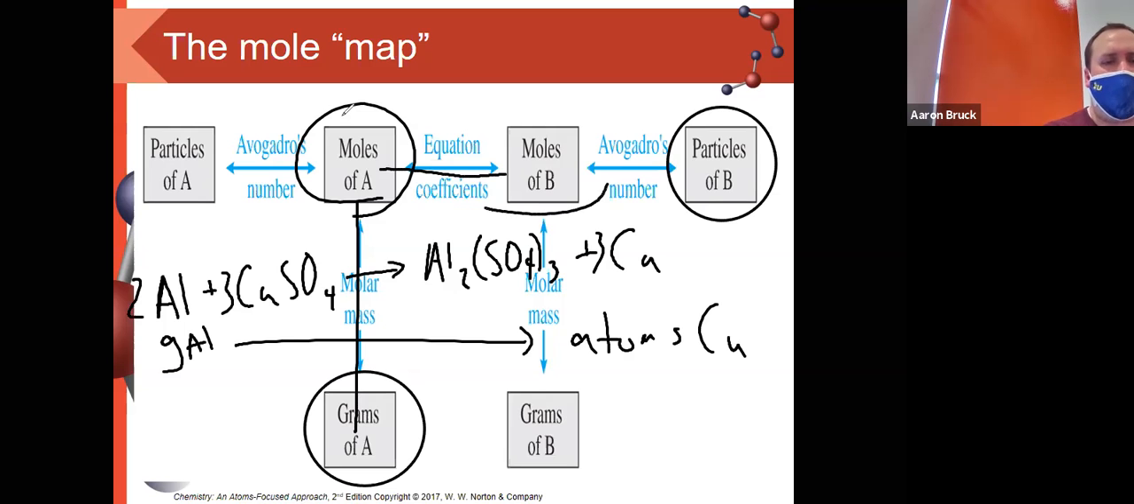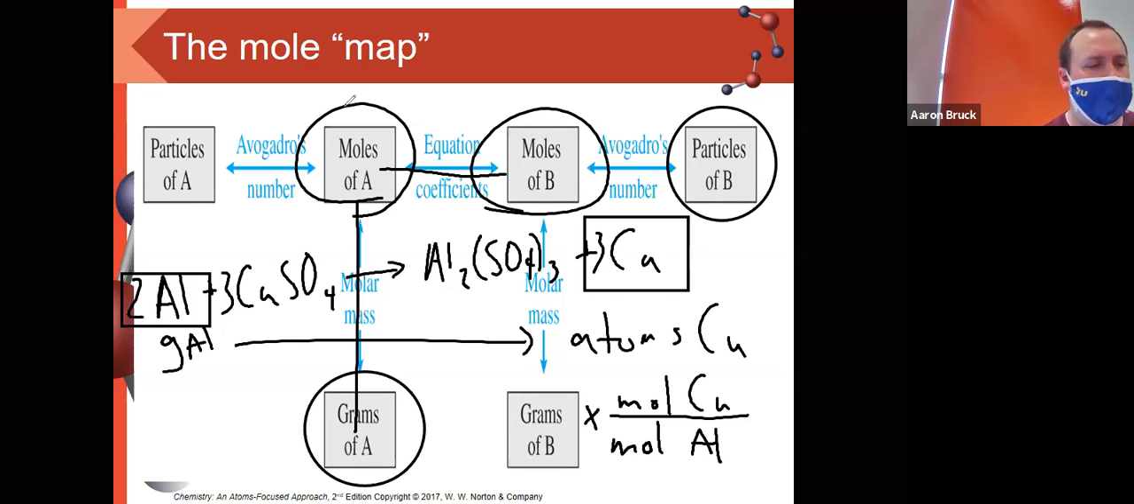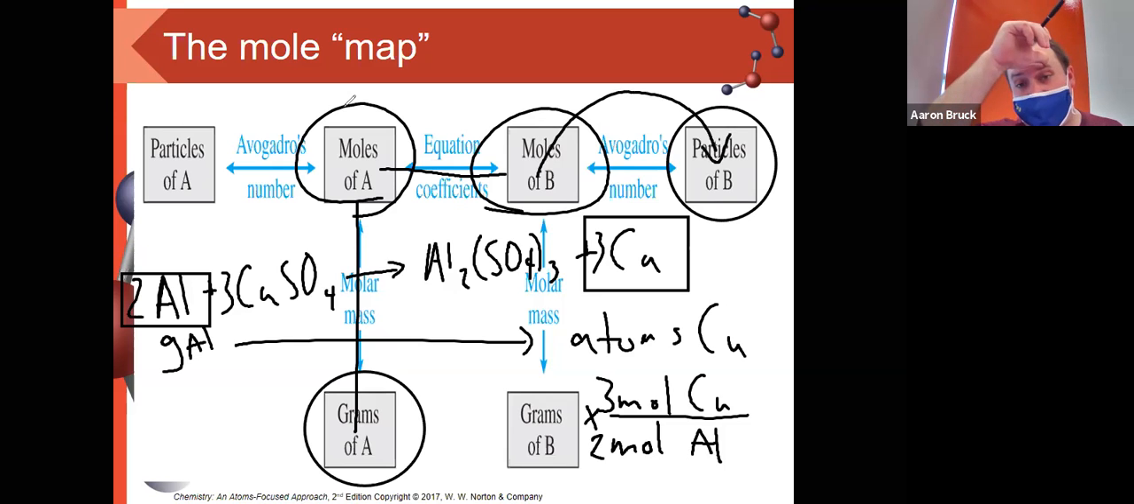Then turn those moles of aluminum into moles of copper. Now with a balanced chemical equation, I can do that also. It's a 2-to-3 ratio. So I would set it up, moles of aluminum to moles of copper, putting in the coefficients as I went. And then I could go moles of copper, rather, to atoms of copper using the conversion for Avogadro's number. Again, we covered that in chapter 2.